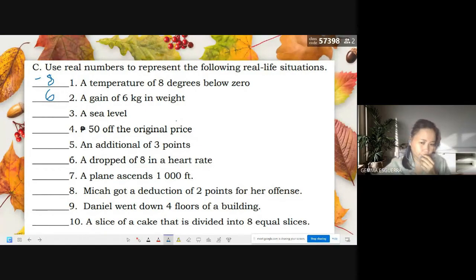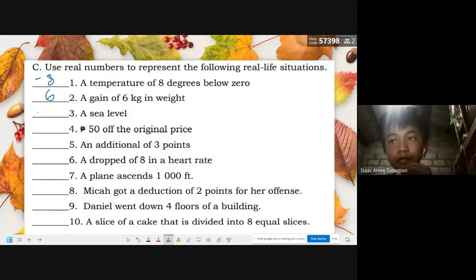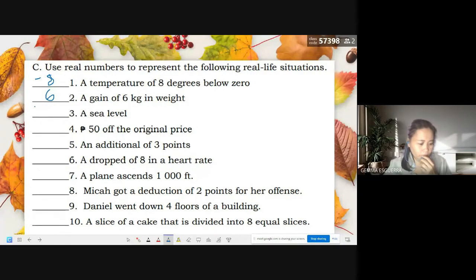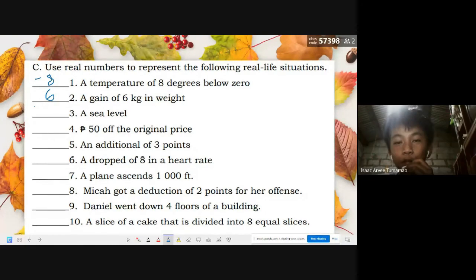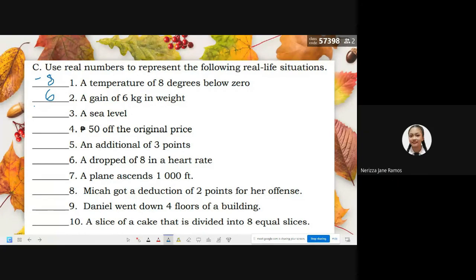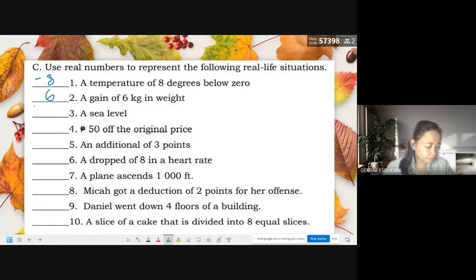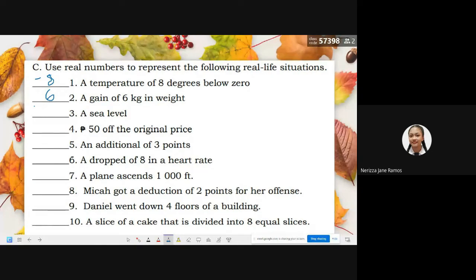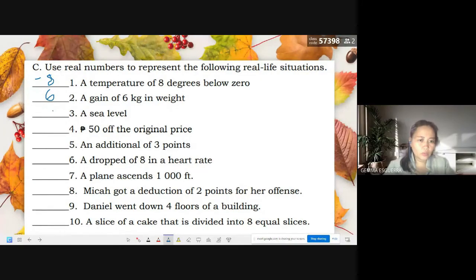Ma'am, negative integers? A sea level po, ibig sabihin ka-level po ng sea. Hindi sa ilalim, hindi din sa ibabaw. A sea level, level lang ng sea. Zero po. Sino yung nagsagot na una? Ako po, ma'am. Si Neriza. Okay, very good. That's a 0.